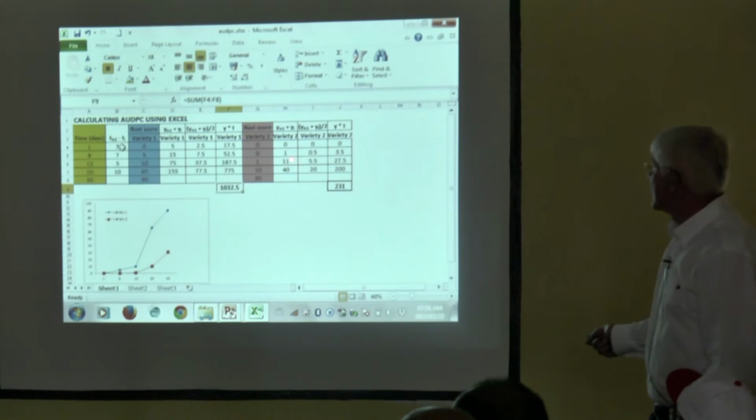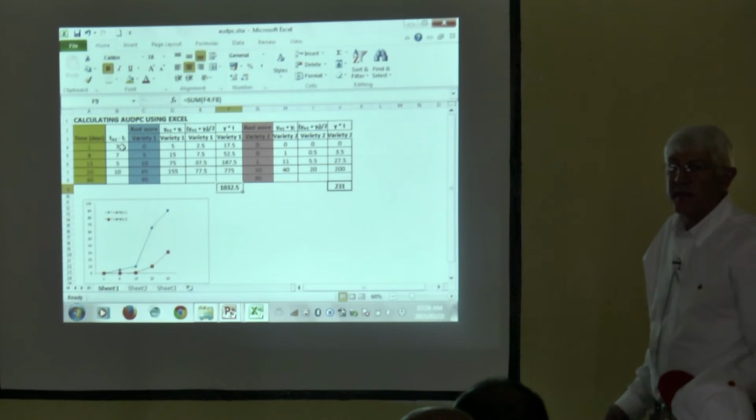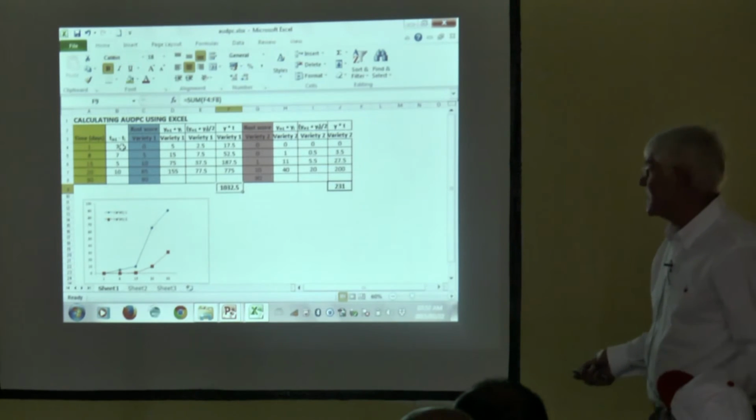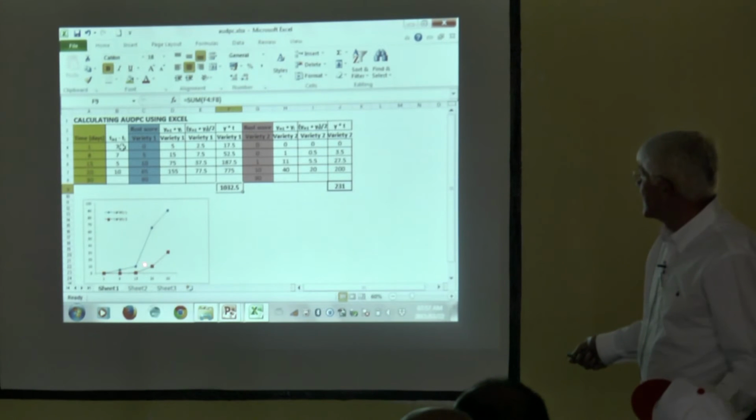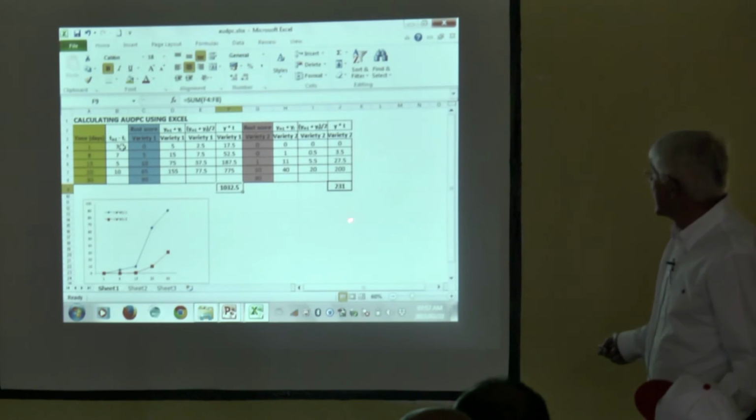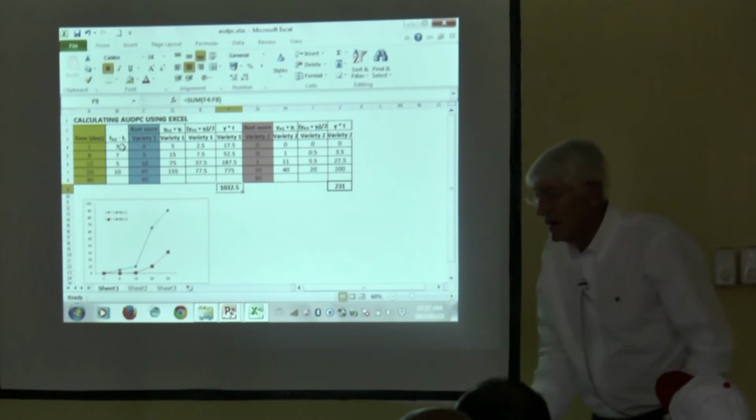Now, variety 2 had much less disease, so just by looking at the progress curve itself, you can see that it must be much more resistant. It's got partial resistance or slow rusting, and the area under the curve, just from looking at the curve, must be much smaller, and indeed it is, 231 compared to 1032.5.